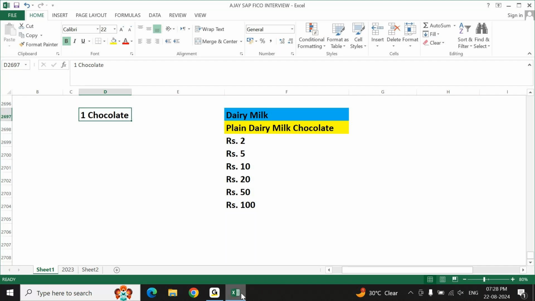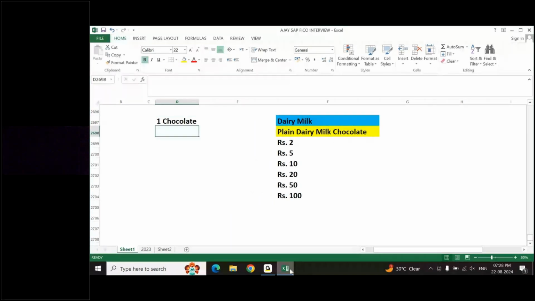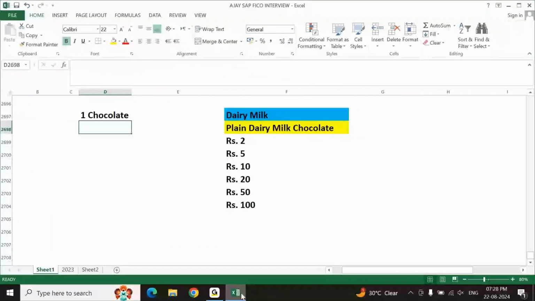For example, my machine can produce 1,000 chocolates at a time. What is the ideal thing that you are going to do? Are you going to create one chocolate 1,000 times, or at a time 1,000 chocolates? At a time, 1,000 chocolates.